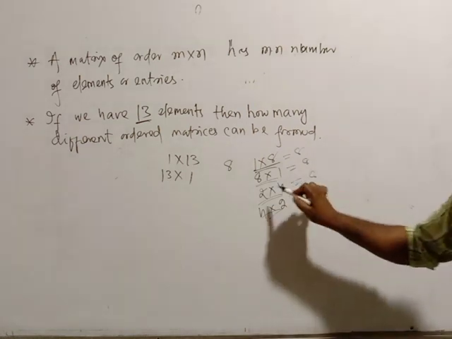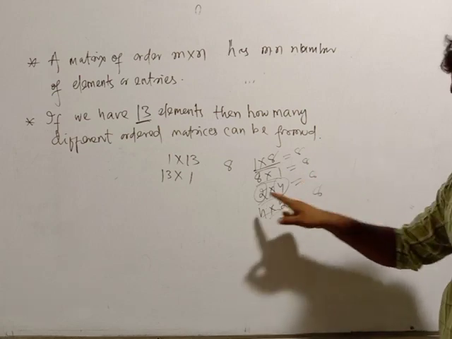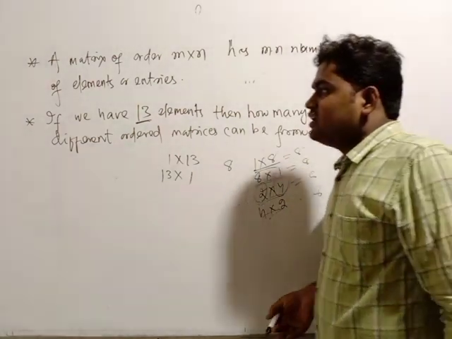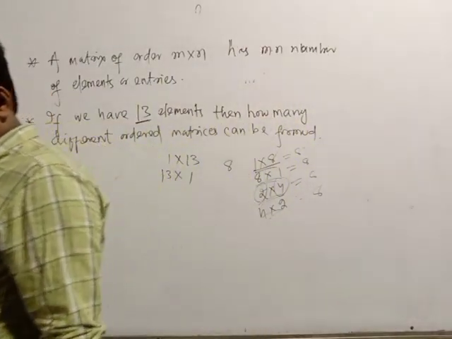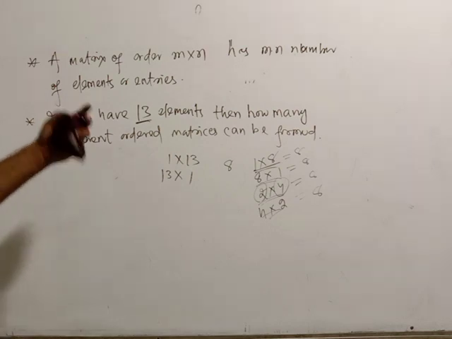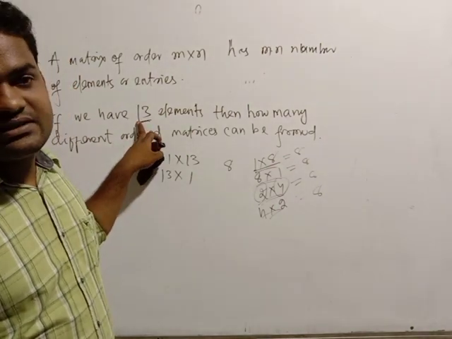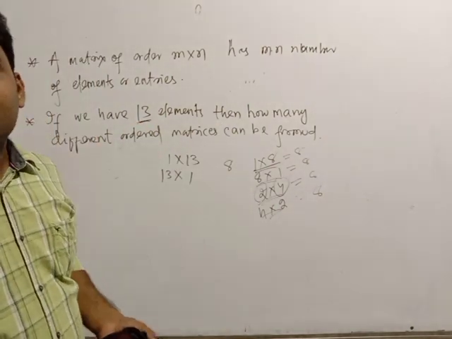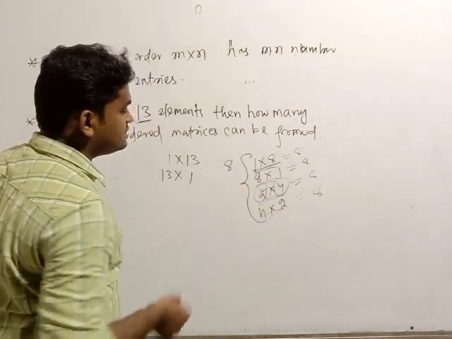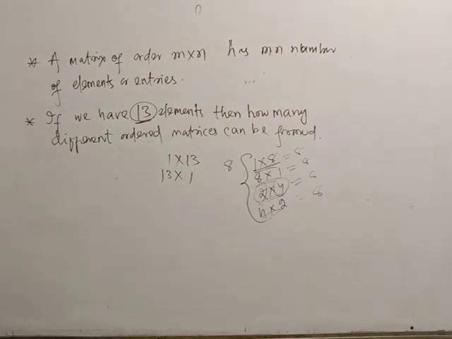That means both numbers 2 and 4 are divisors of 8. So this is one of the important short questions, how many different order matrices can be possible by using a given number of elements. So simply factorize the number and write all the possible products, and these are the different ordered matrices that can be formed by using these 13 elements. Okay.